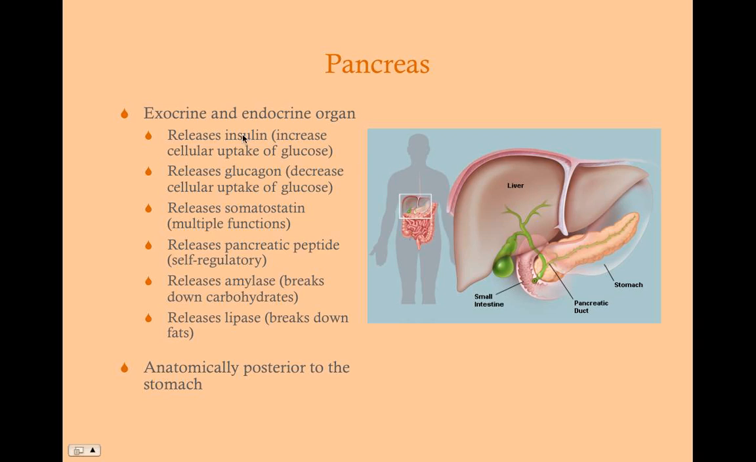Let's just review here. The pancreas is both an exocrine and an endocrine organ. So 4 of these things are going to go into the blood. 2 of these things are going to go into the gut. So into the blood, you've got insulin, glucagon, somatostatin, and pancreatic peptide. Insulin and glucagon, as you remember, regulate the blood sugar. So insulin will increase cellular uptake of glucose, and glucagon will decrease the cellular uptake of glucose. As far as amylase and lipase, amylase breaks down carbohydrates, and lipase breaks down fats.